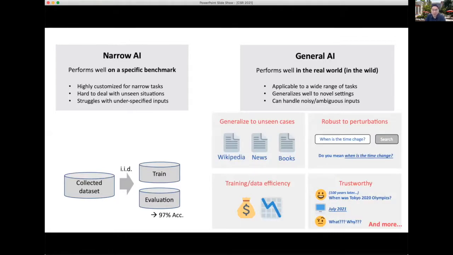So that also translates into things like you want a system to generalize to unseen cases, but also be robust to input perturbations, and have pretty good data efficiency, which means training faster with fewer training data points. And it's really doing what we expect the system to do, meaning fairness and trustworthiness.